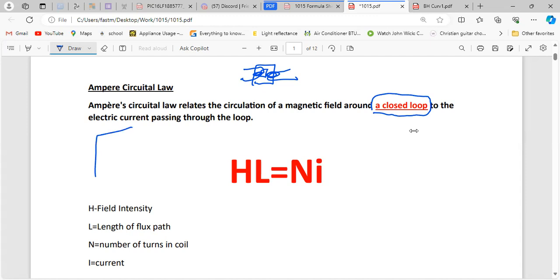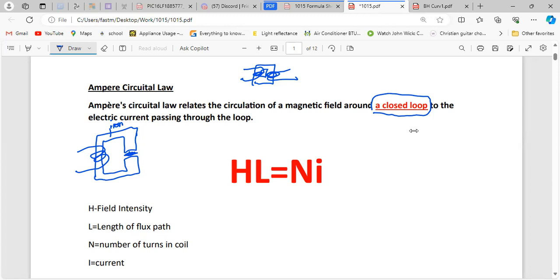So, let's say I have a coil like this. I cannot apply Ampere's circuit law here because I have an air gap, which means it's not a closed loop. Wherever the coil is, no matter where, you have to go around, and it mustn't change material. You have to stay in the same material. So if this is iron, everything has to be iron. It has to be a closed loop.